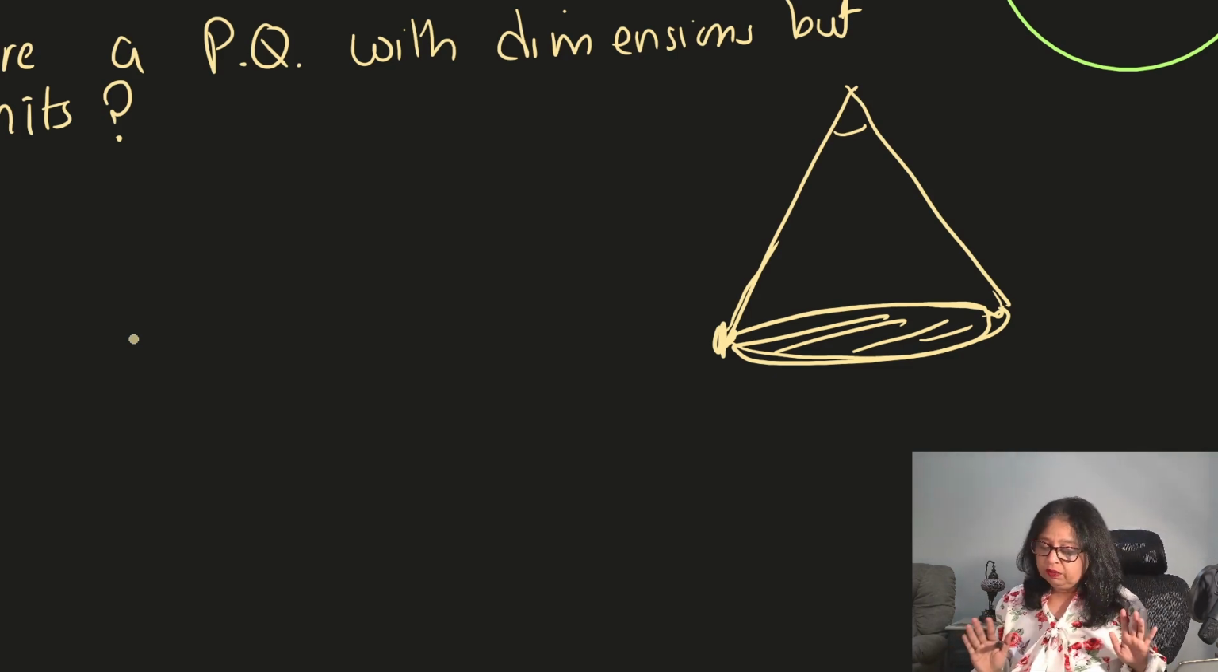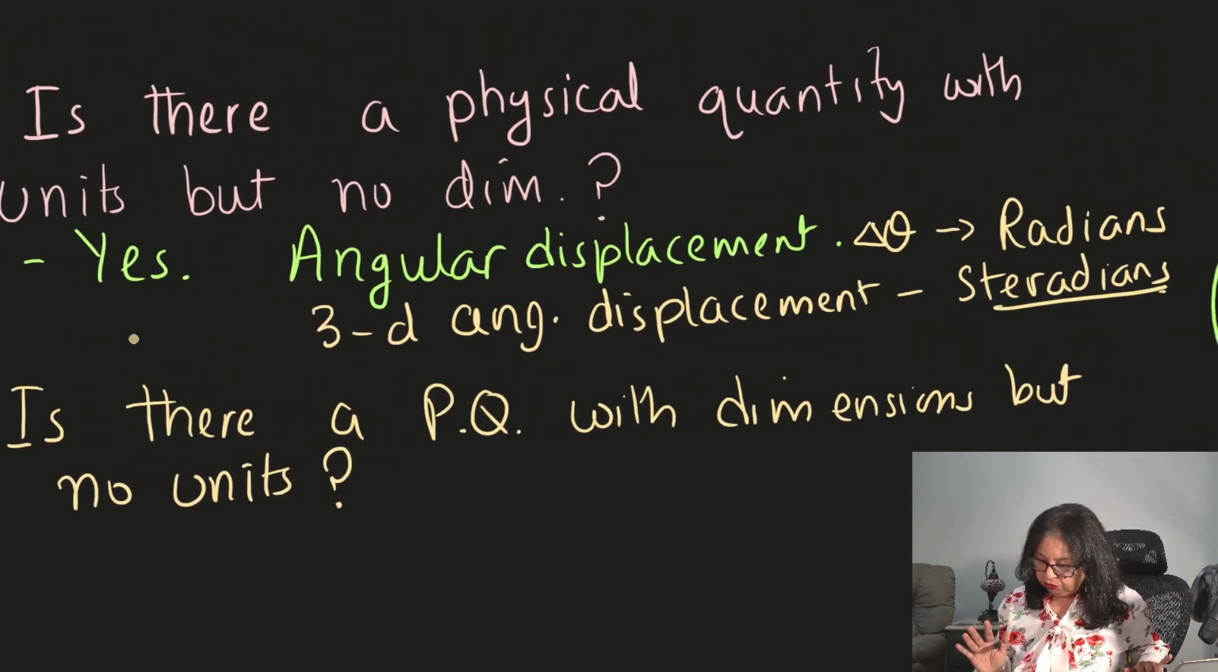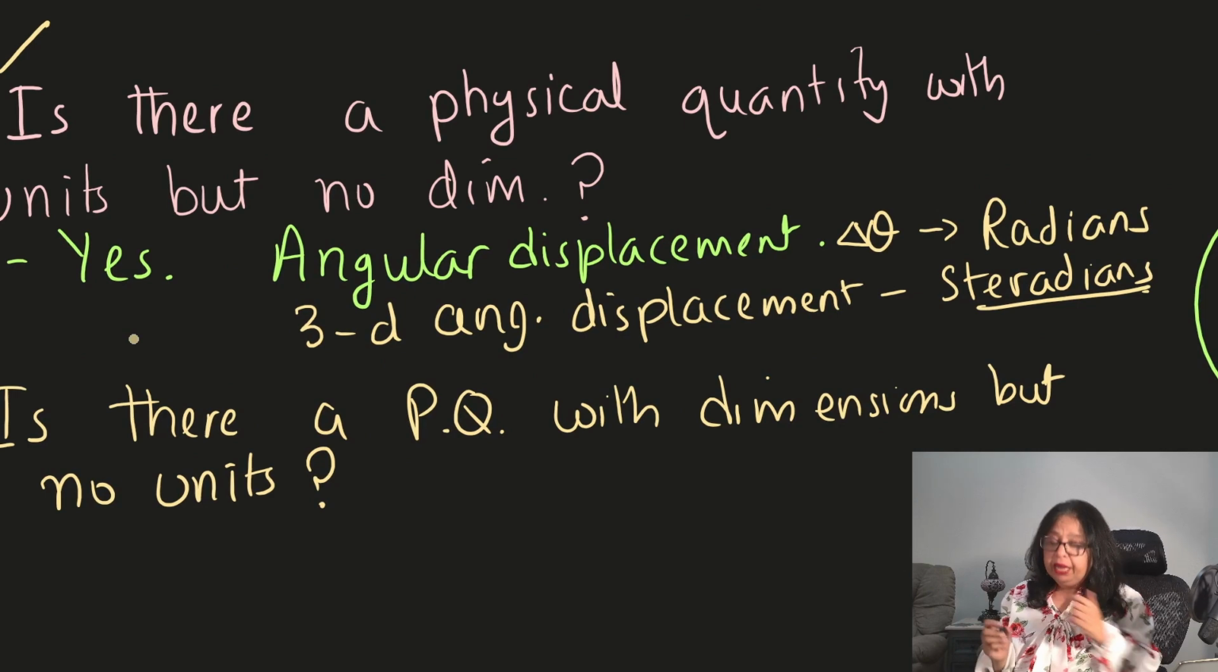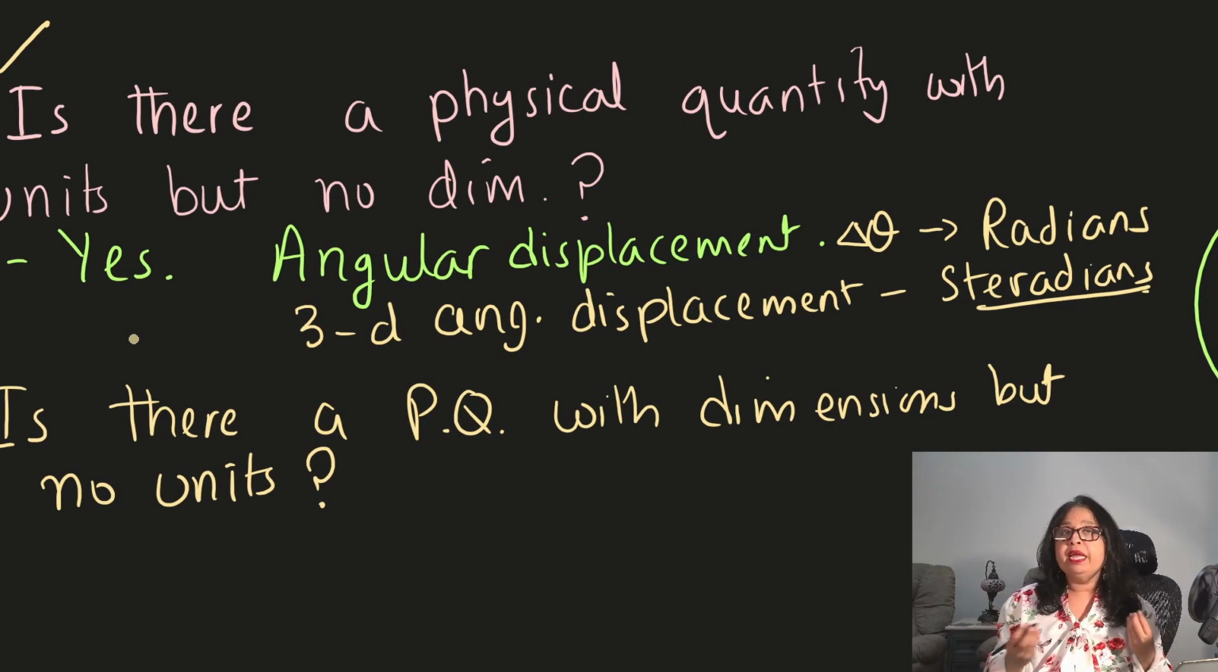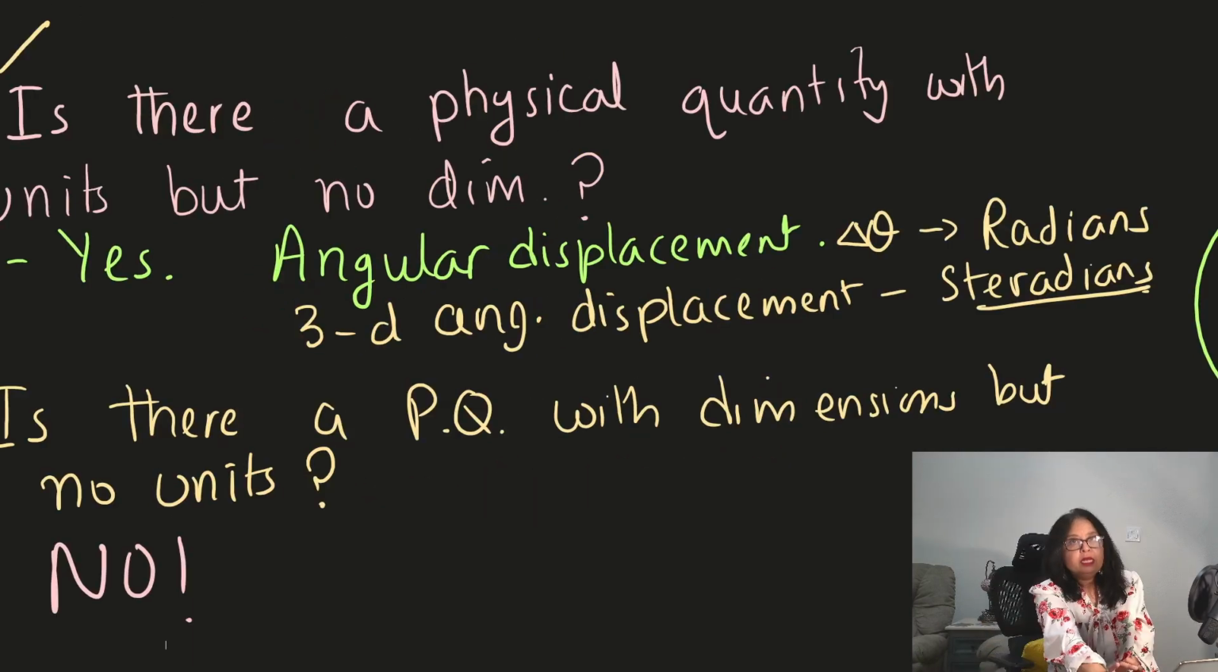We don't need to do this here yet, but just to answer this question: whenever you're measuring angle, there are units, radians, but no dimensions. If you're asked whether there is any physical quantity that has dimensions but no units, the answer is no. There's no physical quantity with dimensions that has no unit. So it's true one way, but not true the other way. There are physical quantities that have units but no dimensions, such as angle, but there is no quantity that has dimensions but no unit.